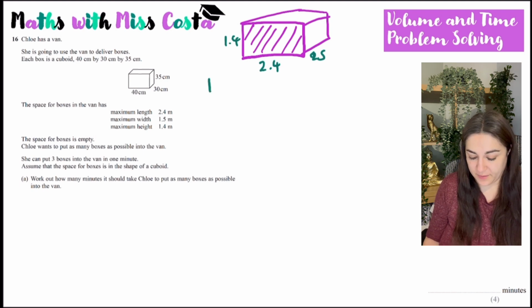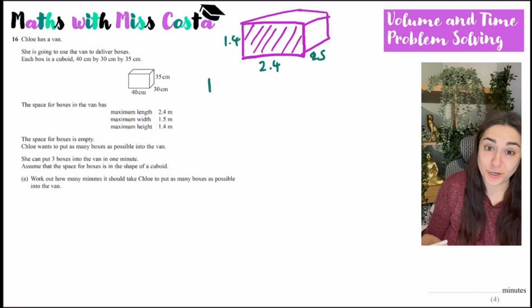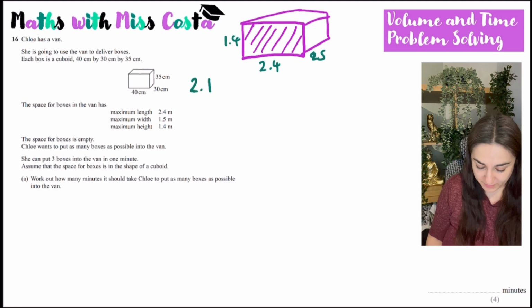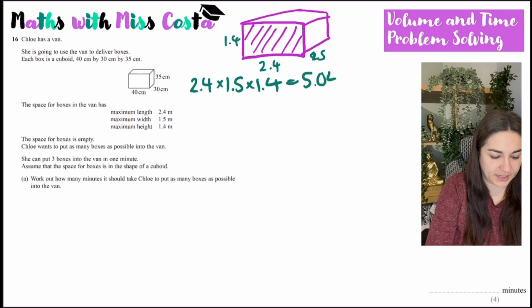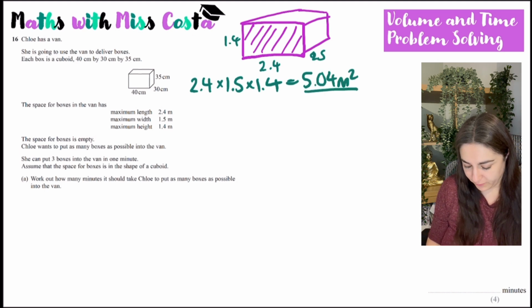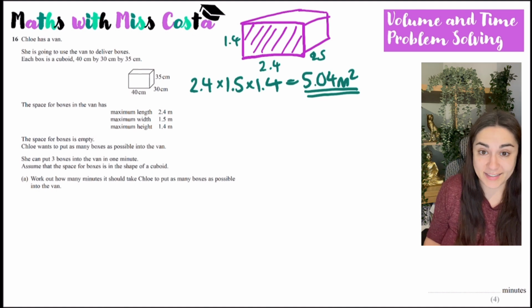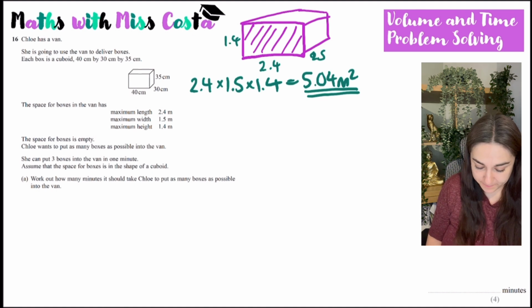So you just work out 1.4 times 2.4 and then you times it by 1.5. So basically to work out volume, you multiply all 3 dimensions by each other. So 2.4 times by 1.5 times by 1.4 gives me 5.04 meters squared. So the volume of the van is 5.04 meters squared.